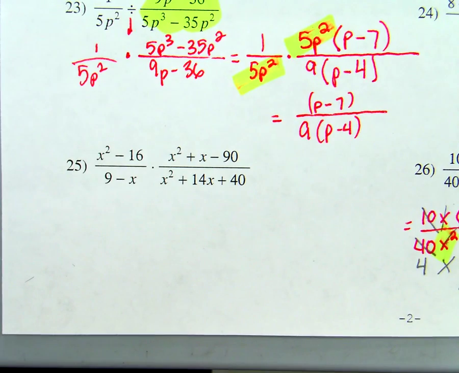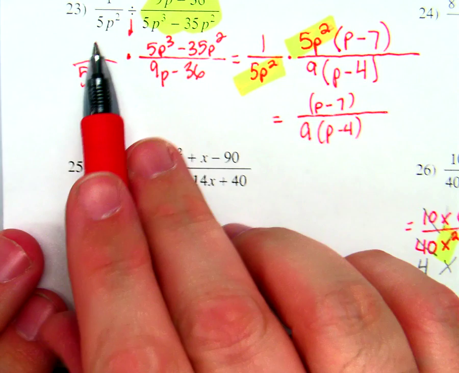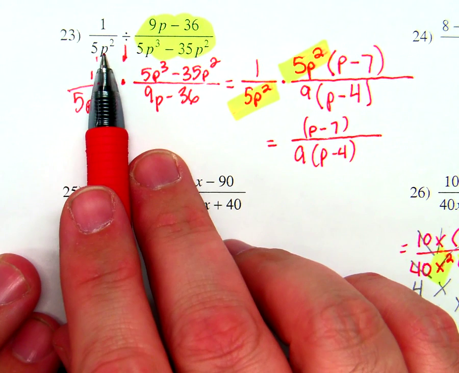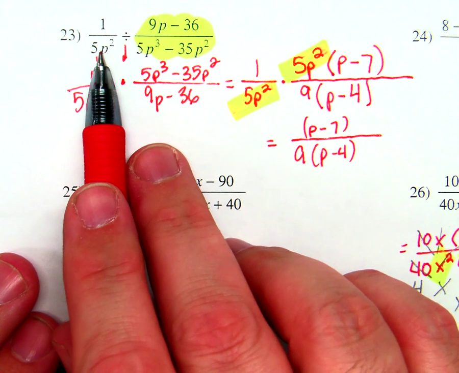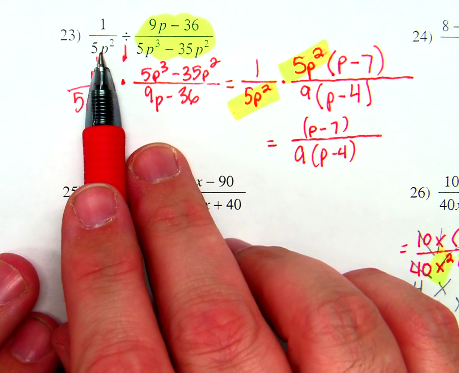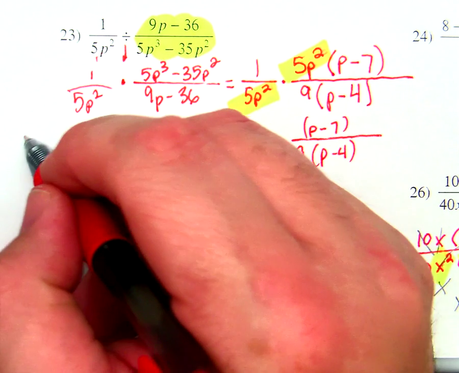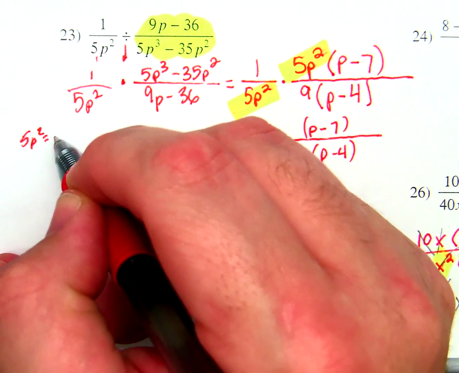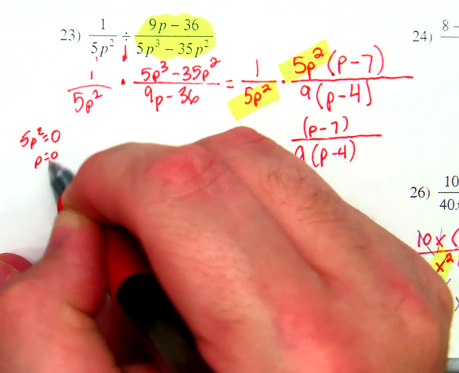Now, as far as numbers that are excluded in here, from here I know if that fraction is undefined, p has to be equal to 0. So I know 5p squared has to equal 0, so p equals 0. So that's one of them.